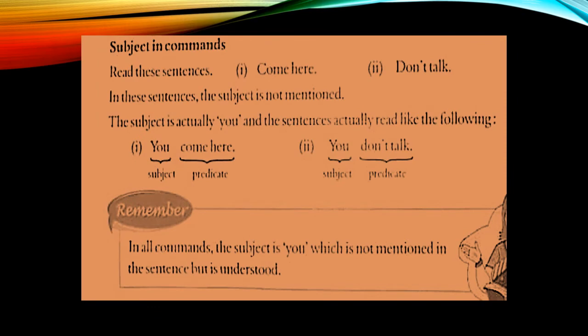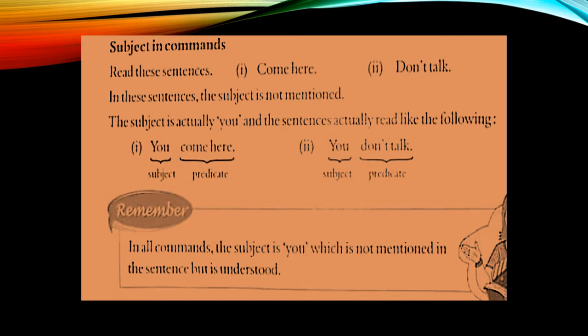Students, now we will discuss subject in command. Read the sentence. Come here, don't talk. In these sentences, the subject is not mentioned. Children, the subject is actually you. And the sentence actually reads like the following. You come here. Here you is the subject and the predicate is come here. Likewise, you don't talk. Here you is the subject and don't talk is the predicate.